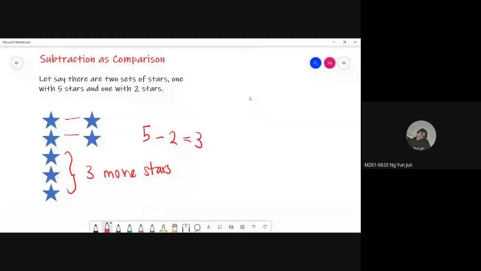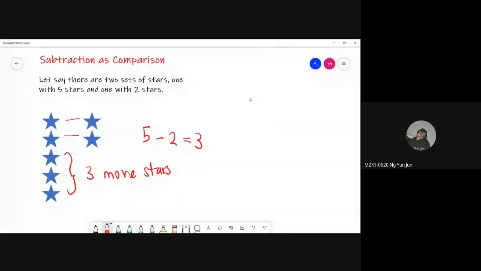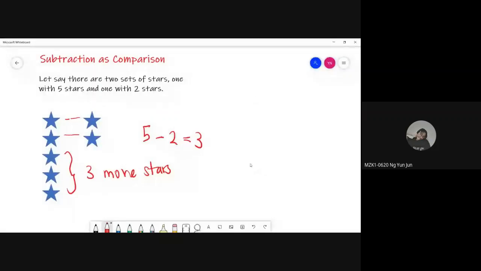Oh yeah, okay. So the word problem can be, for example, Siti has 5 stars and Ali has 2 stars. So Siti has 3 more stars than Ali. If it's in the form of a question: Siti has 5 stars and Ali has 2 stars. How many more stars does Siti have?